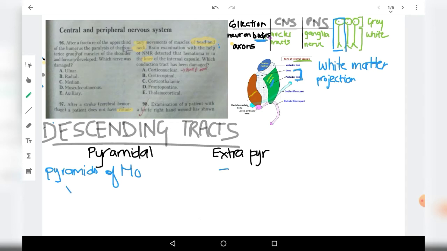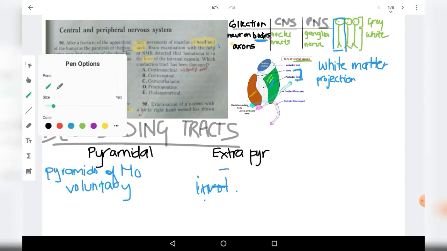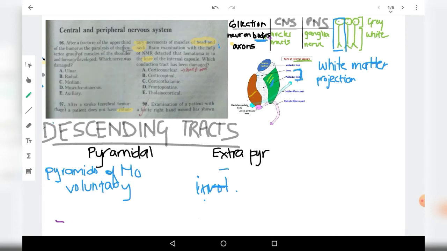Now, the pyramidal tracts are voluntary: the muscles that they are innervating, we can voluntarily control them, but we can't control those muscles which are innervated by the extrapyramidal system. So these are involuntary. And the two main tracts that we'll be discussing in the pyramidal system are the corticospinal and also the corticonuclear tracts.